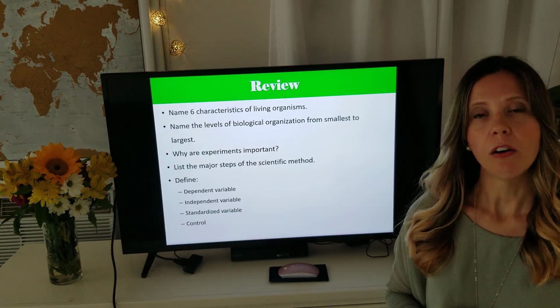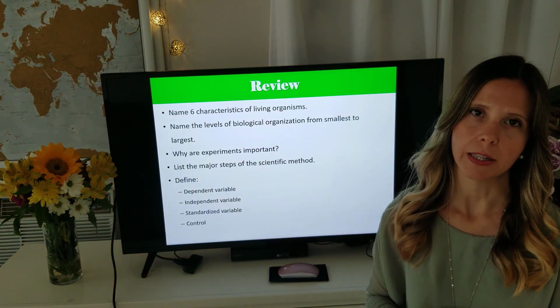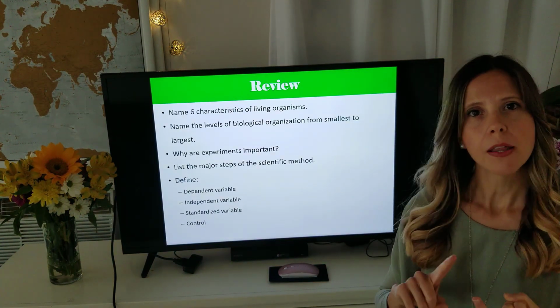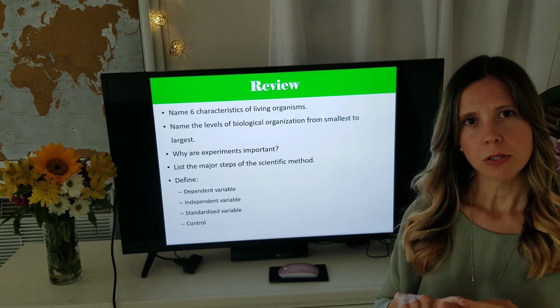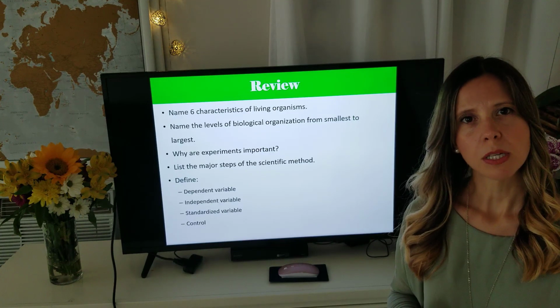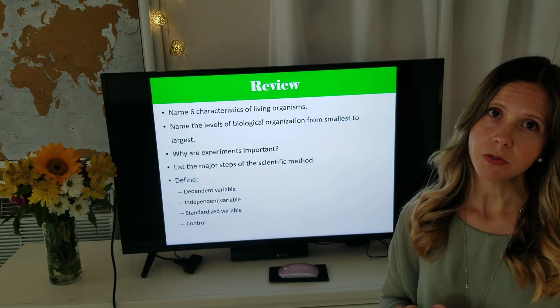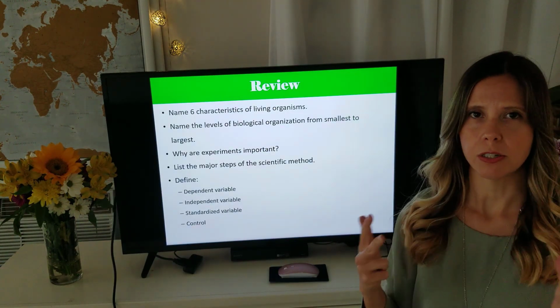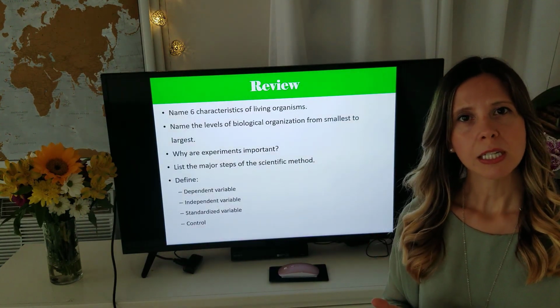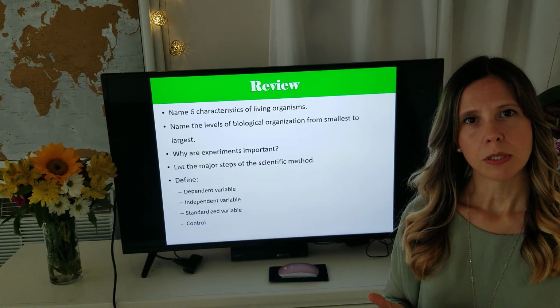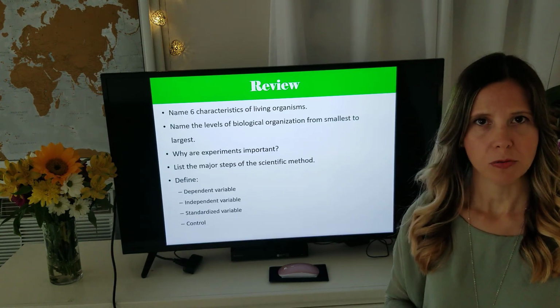What are the levels of biological organization, starting at the smallest? So we have atoms, then molecules, then cells. We then form tissues, organs, organ systems, after which the individual is formed, then populations, so individuals of the same species. We then have the community, the ecosystem, the biome, and then the biosphere.